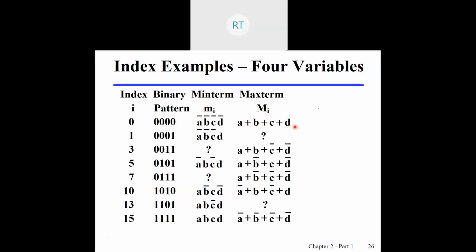How about when you do the min term 1? It's going to be 0, 0, 0, 1. So a bar, b bar, c bar, d. Who can tell me, please, what is max term of 1? It's a plus b plus c plus d bar. Exactly.